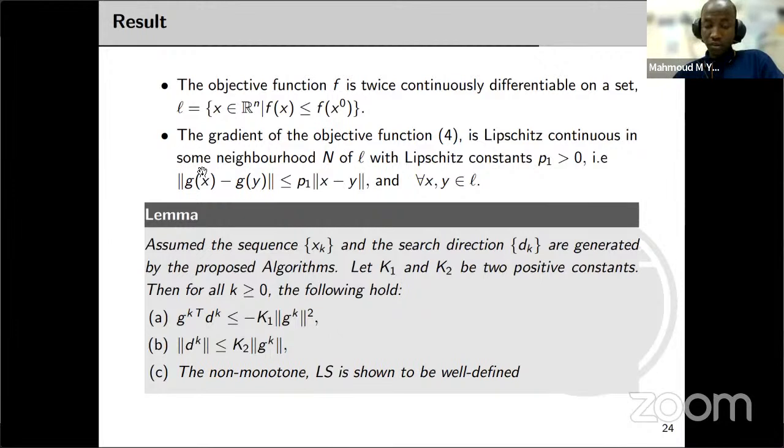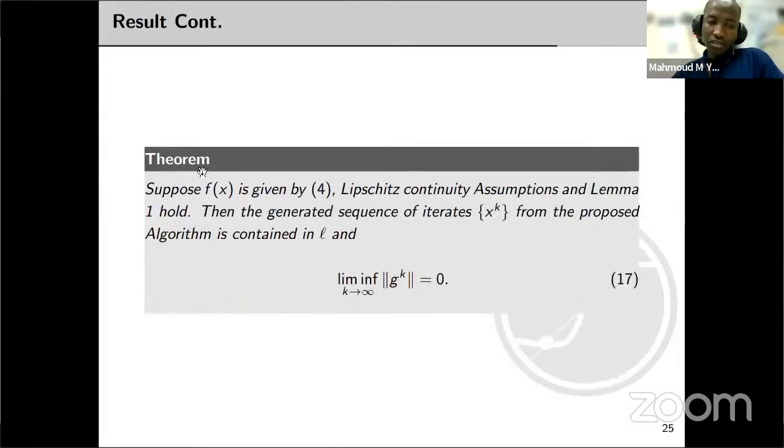The next thing is the lemma, which indicates that the direction is a descent direction, and also the boundedness of the direction itself. And finally, since we came up with a modification or generalization of a non-monotone line search, we have to establish that this line search is well defined, which is critical in this setting. The last part of this convergence is talking about the global convergence.